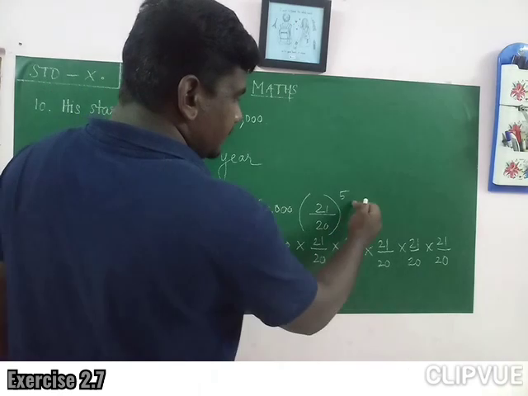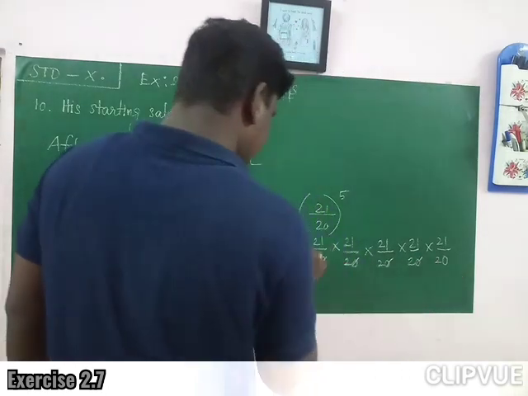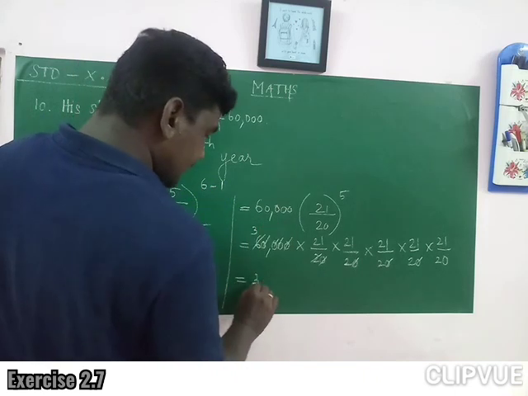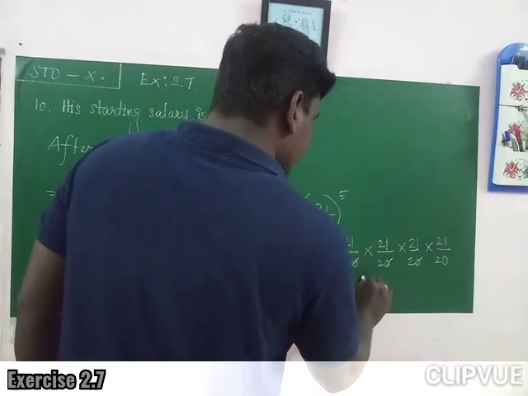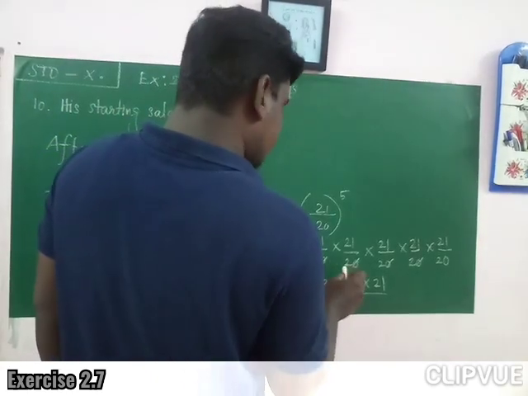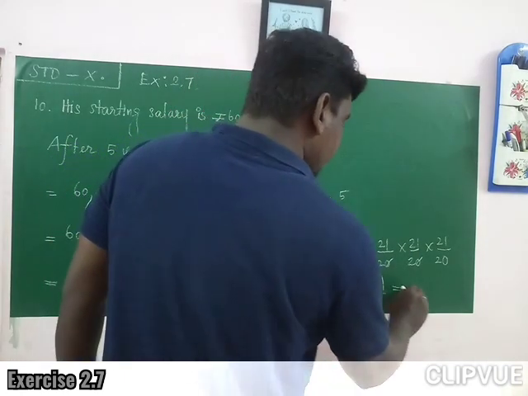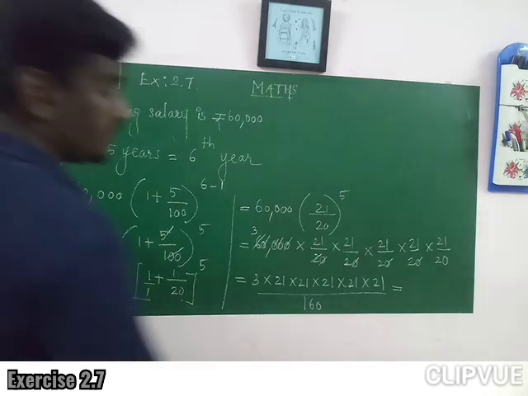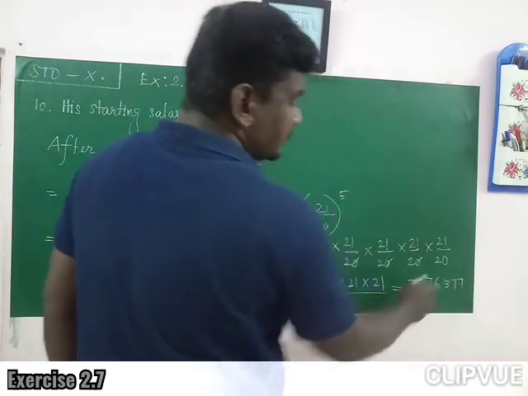You can cancel this. There are 4 zeros, 1, 2, 3, 4. And this 2, this 3, 6 will be cancelled 3 times. So 3 into 21 into 21 into 21 into 21 into 21, 5 times, divided by 2 into 2 into 2, and so on. If you simplify this, you can get the answer. The answer is 76,577. Try to simplify it.